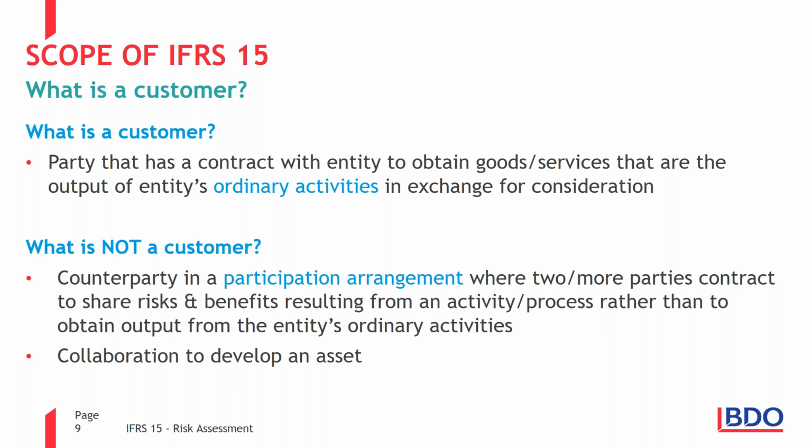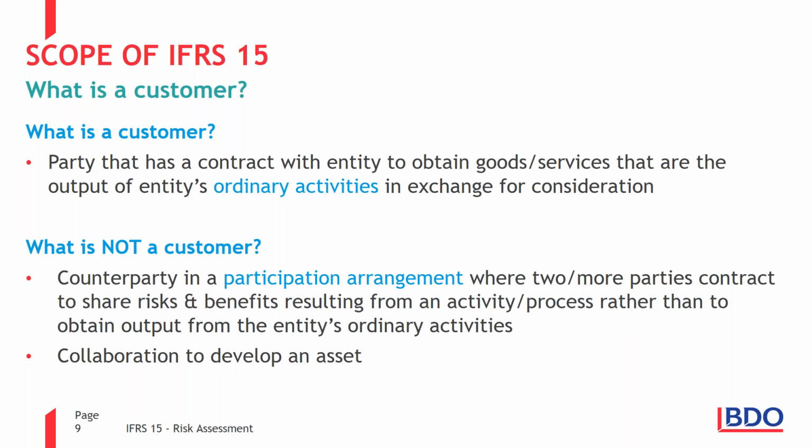So looking at the scope in more detail, what is a customer? This hasn't changed in substance from the way the current accounting standards work. So a party that has a contract with an entity to obtain goods or services that are an output of an entity's ordinary activities, highlighted in the slides, in exchange for consideration. So really, you're taking a step back and saying, well, who are my customers? Who are the people I do this for, and who do I earn my money for? What are the ordinary activities of my business?